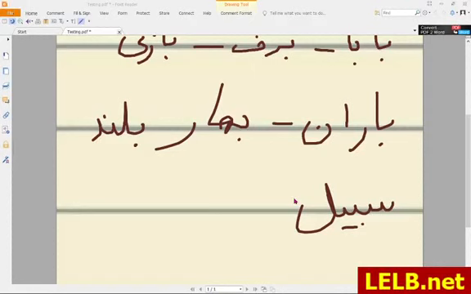And khabar is news. Khabar. Okay, this is the first be, or first form of be, which is attached to the letters coming after or before it. So, khabar.